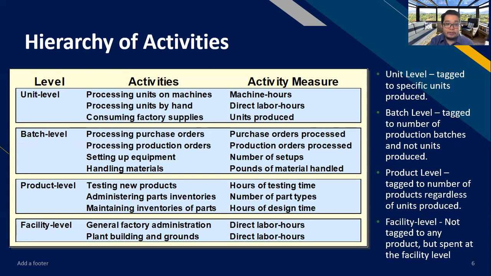Third, product level, tagged to the number of products rather than units produced, meaning the costs at the product level increase as the number of products increase. For example, testing new products. Eh, natural, kung mas maraming products, there will be more testing. So it's independent of the number of batches produced. It's also independent of number of units produced, right? Because if you have only one product, testing new products, therefore, is konti lang.